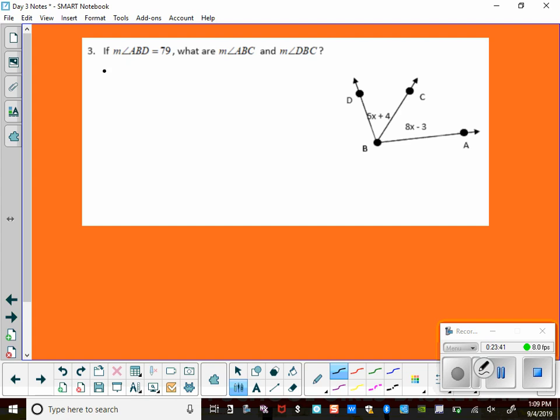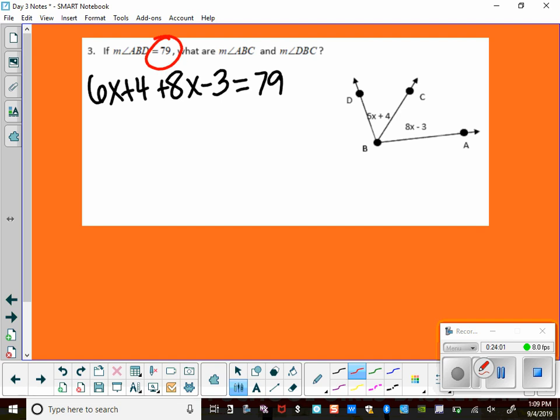If you did it by hand, it should be 6x plus 4 plus 8x minus 3 is equal to 79. I know it's 79 because that's what my direction said. Is it a 5? Oh, it is a 5, sorry.